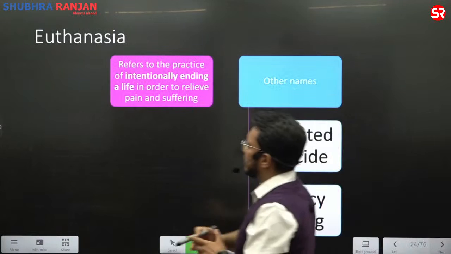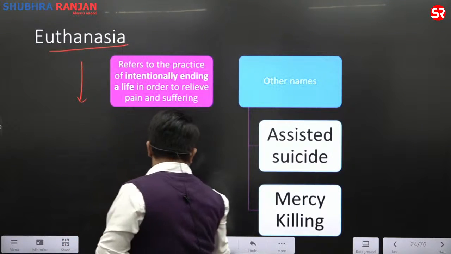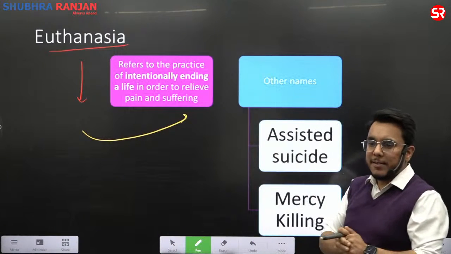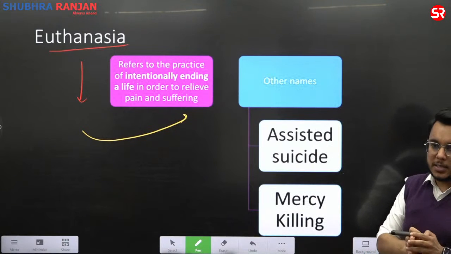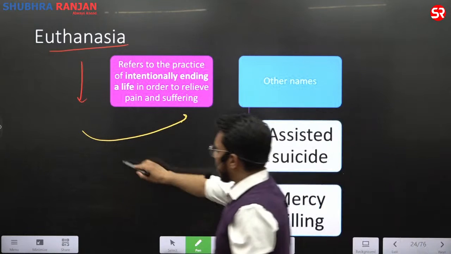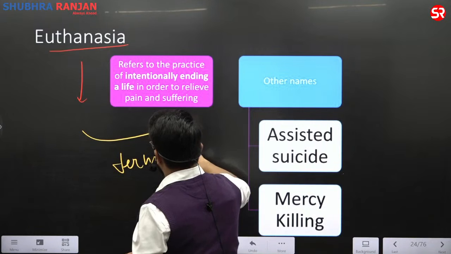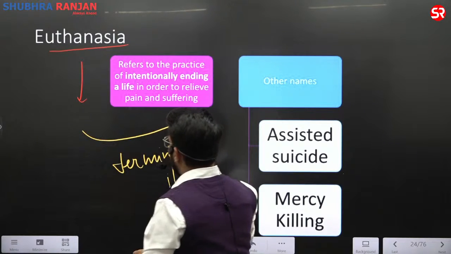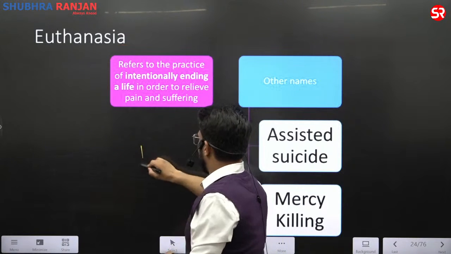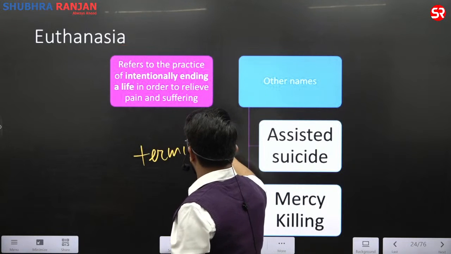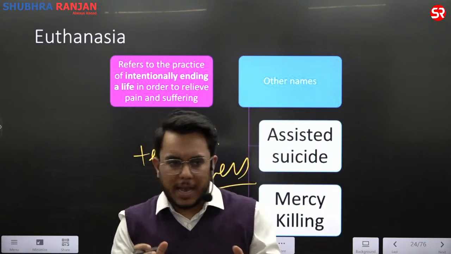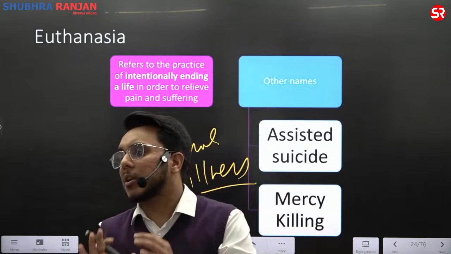Now, understand this particular thing, that as we talk about euthanasia, euthanasia is a phenomenon where we intend to give a dignified death to a patient who is suffering through a terminal illness. Now, what is a terminal illness? A terminal illness is an illness from which recovery is not possible.